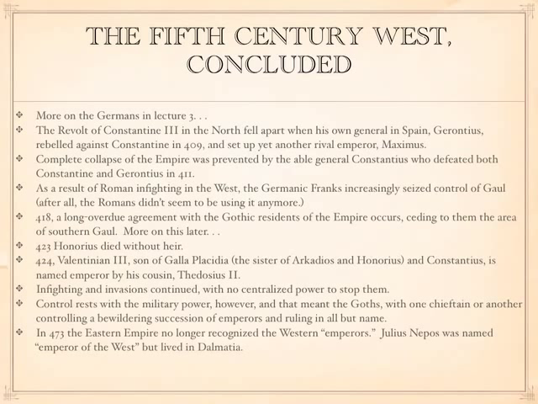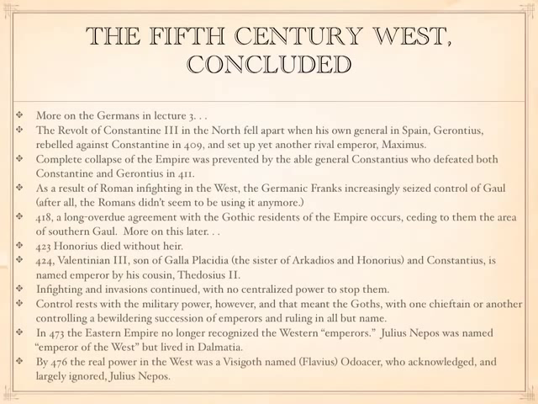The final one that's put forward in the East, the emperor in the East declares Julian Nepos to be emperor of the West. But he really never lived in the West. He lived in Dalmatia, so he was kind of a king without a country or an emperor without an empire. The Goths still ran things in the West. Julius hung out at the villa in Dalmatia and never took control of his Western holdings, if they were even that.